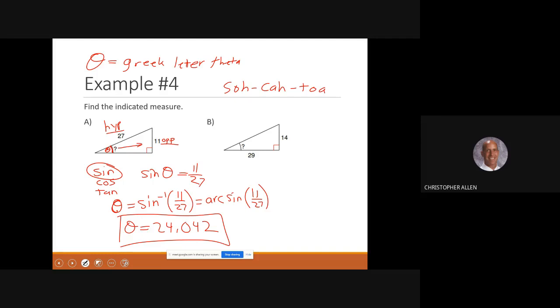I wrote it in a couple of different ways. This is probably how your calculator works right here, is this one. You guys probably have the sine to the -1 on your calculator. However, I'm mentioning this arc sine here, this is also how some other calculators and some other textbooks have it written, and I want you to be familiar. They are both the same thing. It basically just means that it is undoing the sine function.